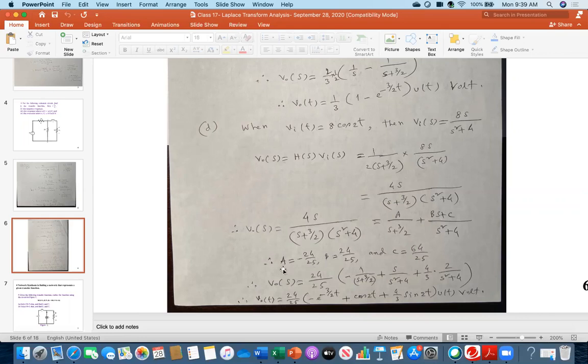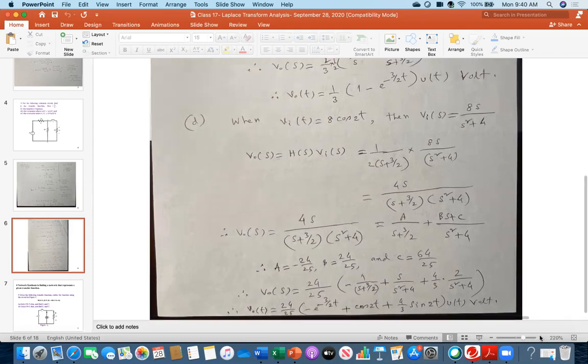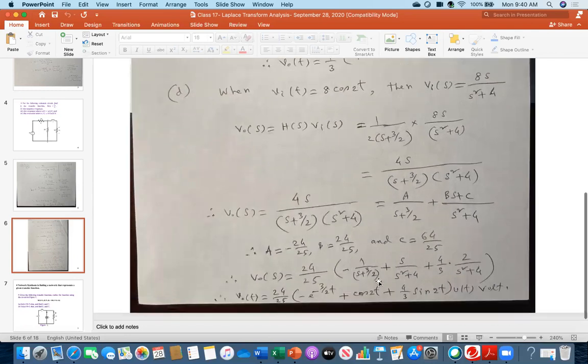And then I'm writing, so V naught is just substitute A, B, and C values. So this is my format. V naught is 24 over 25. And let me make it bigger. Okay. And then minus 1 over s plus 3 by 2 plus s over s square plus 4 plus here 4 by 3 multiplied by 2 over s square plus 4.